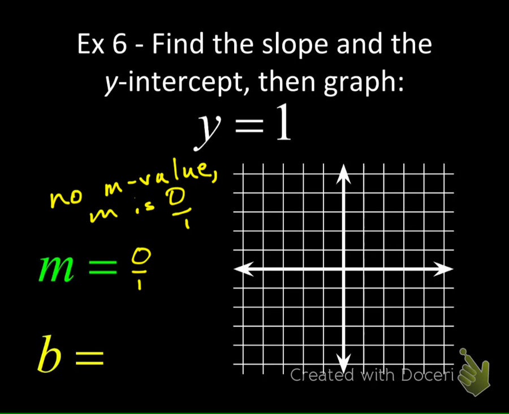So then what is b? It's the number by itself. 1. So b is 1. So my y-intercept is 0, 1. So I'm going to go ahead and plot that, 0, 1. And then if my slope is 0 over 1, I'm not going to go up or down because it's 0, but I am going to go over 1, which is the same. Remember that horizontal thing that we talked about last week.